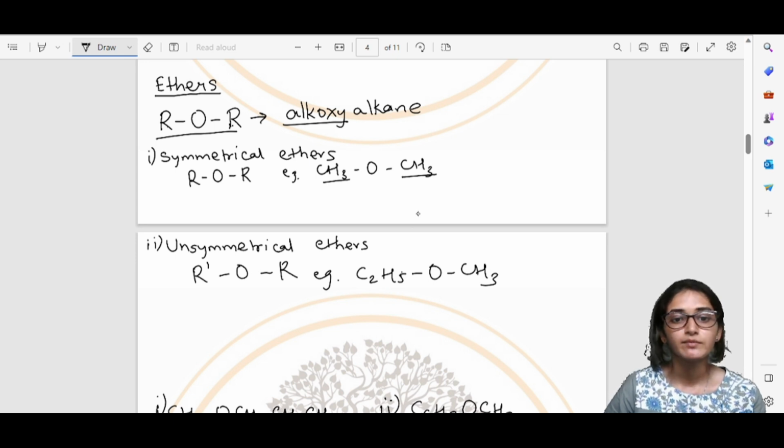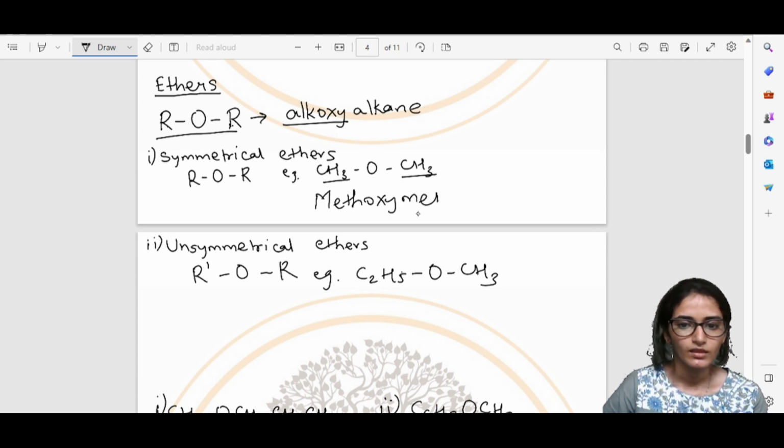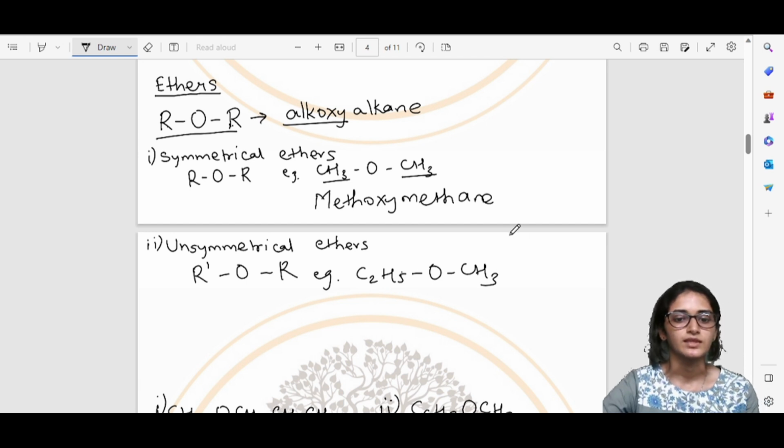Now how to name this ether? Here, how to name the ethers? Okay, so as I said, alkoxyalkane is the IUPAC name given to ethers. So according to this name, what will be the name of this ether? Alkoxyalkane. So here, methyl group, no? So the name will be methoxymethane. Okay, now this is a simple ether, methoxymethane.